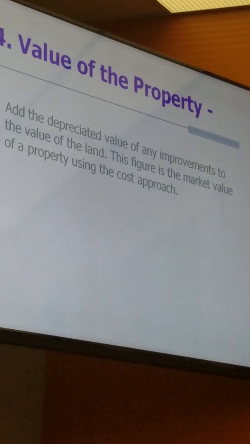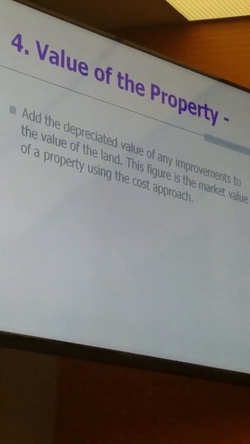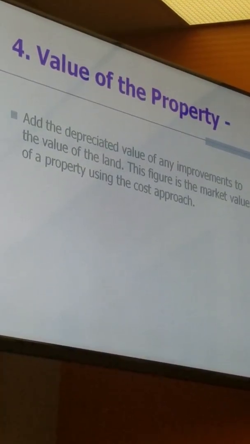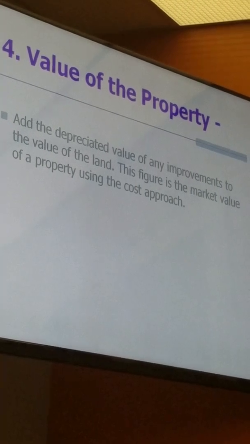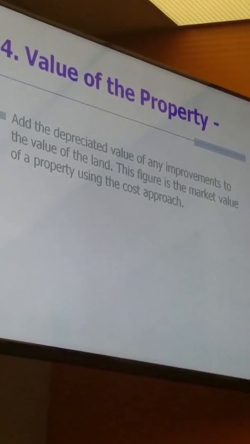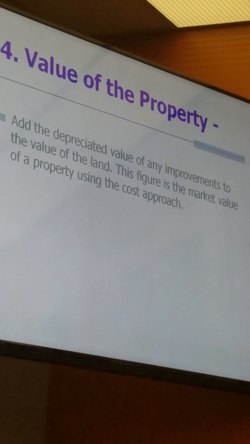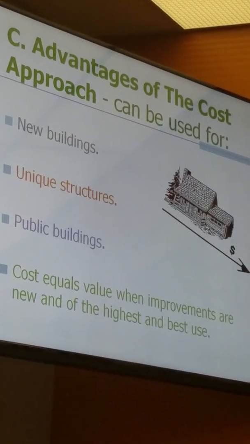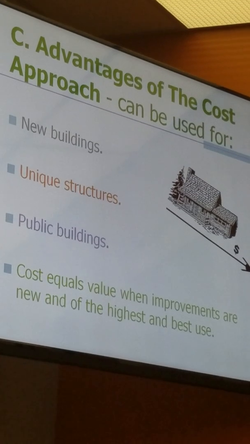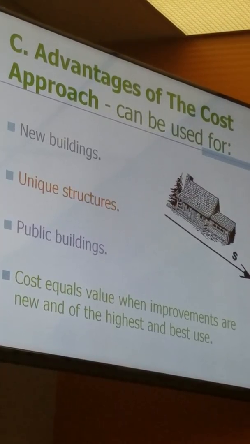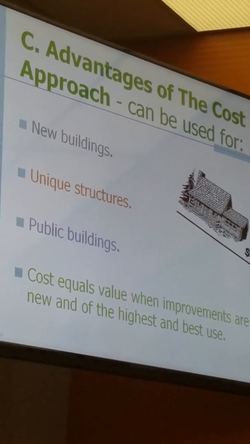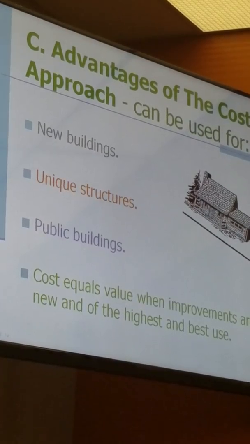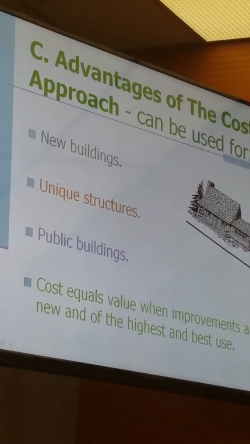surrounding your home. So the value of the property, add the depreciated value of any improvements to the value of the land. This figure is the market value of a property using the cost approach. So here are some advantages: new buildings, unique structures, public buildings. Cost equals value when improvements are new and of the highest and best use.